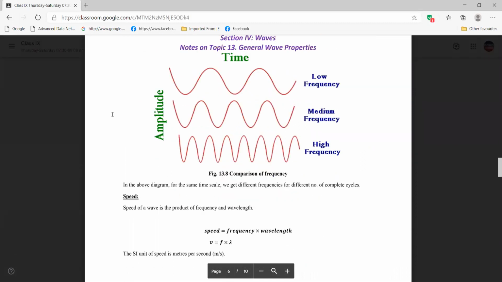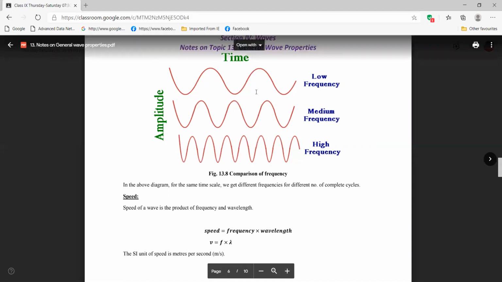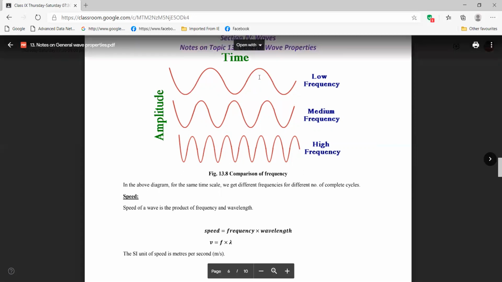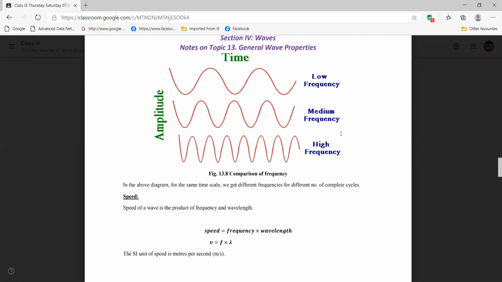You see here we have three waves, right? One of the waves has a low number of cycles, this one has a medium number of cycles, and this one has a high number of cycles. Time is the same for all of them. That's why this one has low frequency, medium frequency, then high frequency. So what does it mean? If the number of complete cycles is more, then there is more frequency. If it is less, then less frequency. Is it clear? Yes, sir.